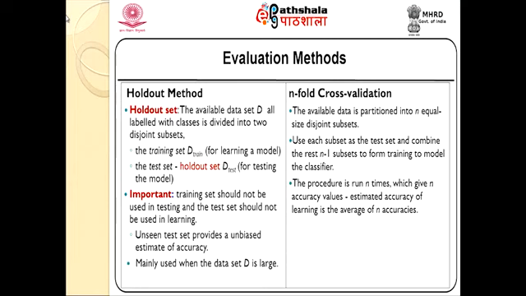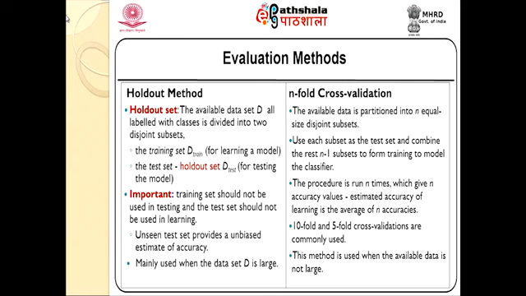The procedure is run n times because every time you take a different subset as the test set, and then you judge the accuracy by taking the average. 10-fold and 5-fold cross validation are typically used, and this method is used when the available data is not too large because you are using the same data again.